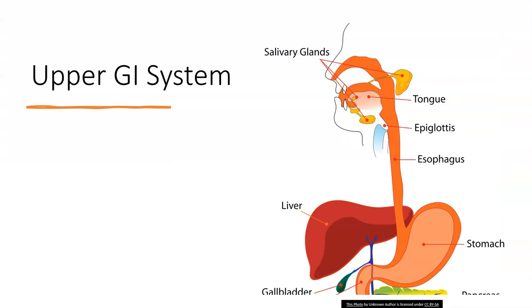So in the upper GI system, we have the oral cavity, that's your mouth, where your tongue and your throat go down into the pharynx. And then we go down into the esophagus, which is the tube from your throat, the pharynx, down into the stomach. And that's all considered to be the upper GI.